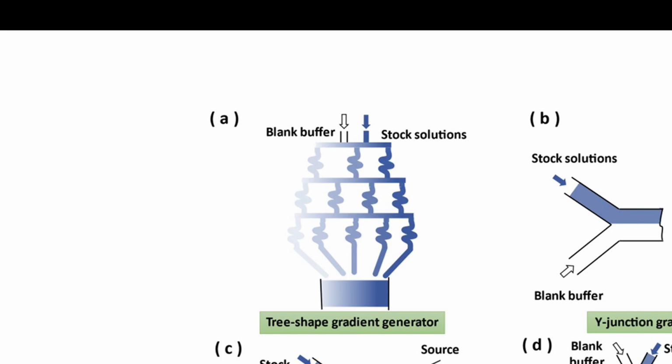Another gradient generator is the diffusion-based gradient generator, where some kind of membrane is used, and in the middle of that there will be another channel. When fluid is transduced through this direction, and here the blank buffer, then because of this membrane, it will filter out and pass through to this channel, where it will have the different gradients. Same.